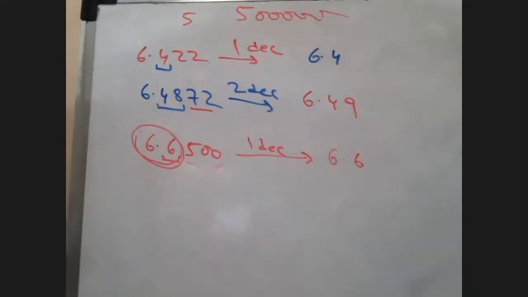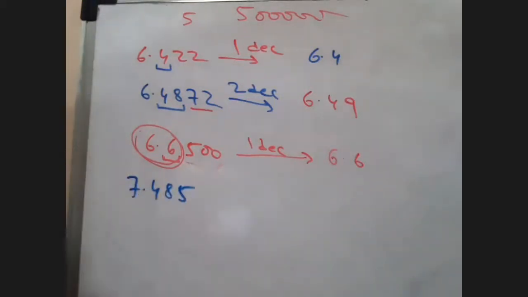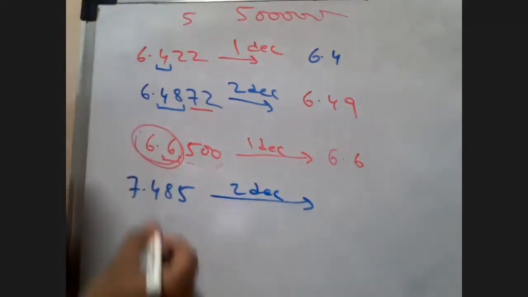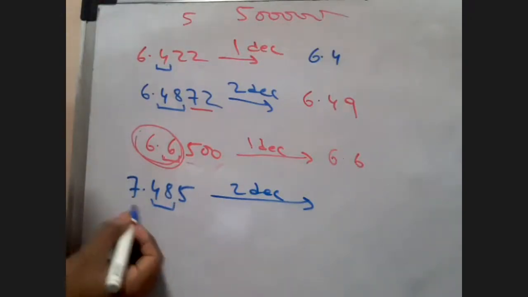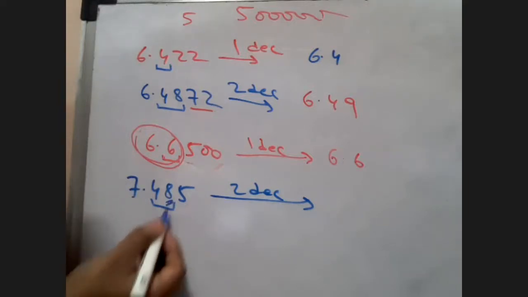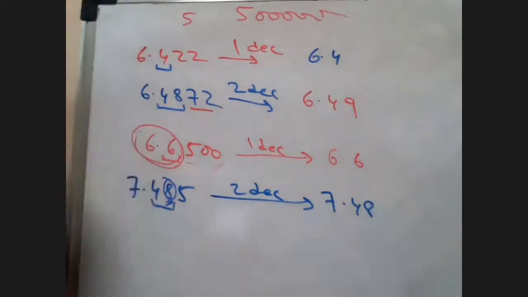Okay. Another example of this is 7.485. I want to keep it to two decimal places. So this is two decimal places, and I want this many numbers. So you can see 5 is being removed. I want this entire number to be in its even place. I want this 8 to be even. So is 8 even? Yes, it is. So keep it 7.48.